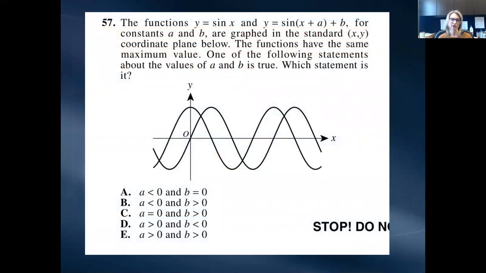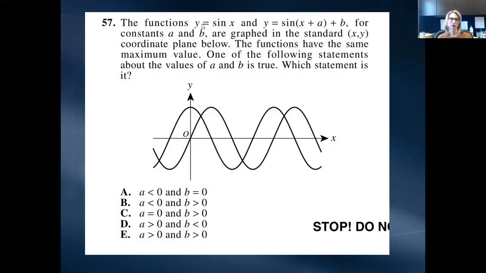All right, here's a question. You can see it's number 57 on this test that I pulled it from, and that means it's near the end, so it's going to be one of your harder ones, but it's one you can get correct quickly if you remember how things move the functions.